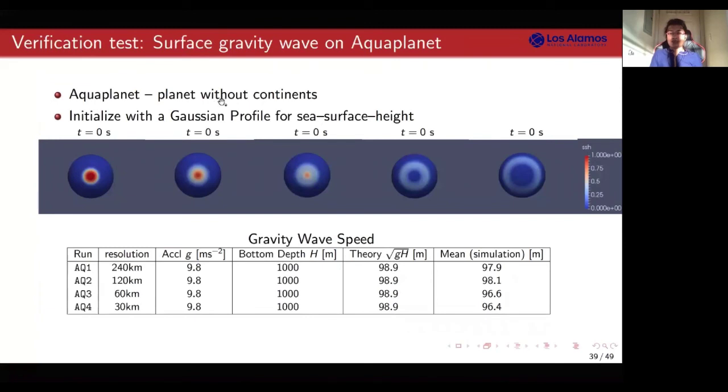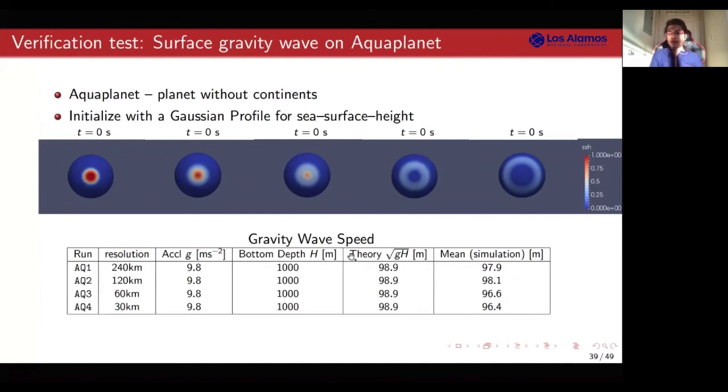And we did some verification tests like surface gravity wave. We found the velocity of surface gravity wave on an aquaplanet. An aquaplanet is a planet without any continents. And when we have a Gaussian sea surface height and just evolve it using the Navier-Stokes, we see that it diffuses and generates gravity waves.